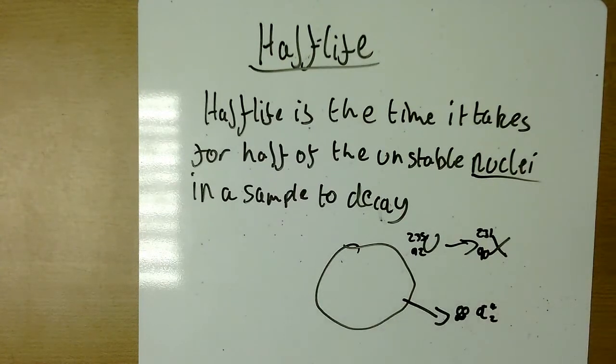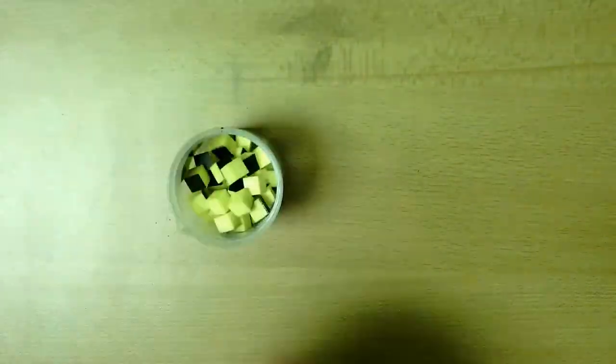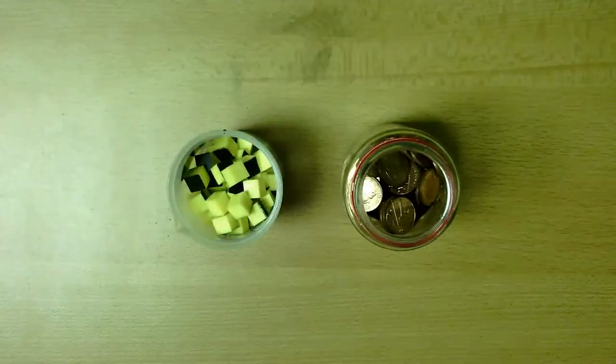And we want to represent that. We want to know how long it takes them to decay, but because it's so random, you don't know which one's going to decay. And to try and show that, I'm going to use some dice, but you're going to try and use some coins. So you're going to do this at home with coins.